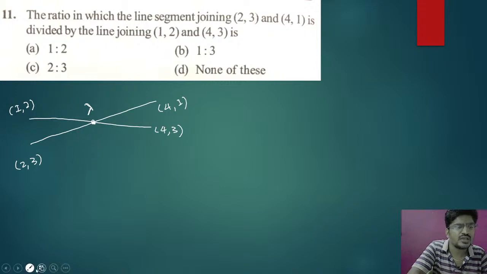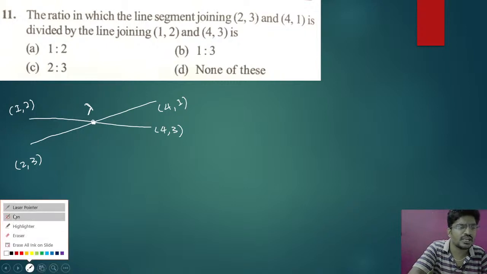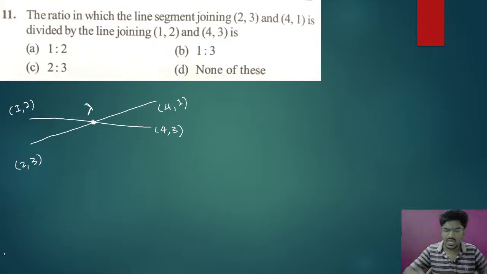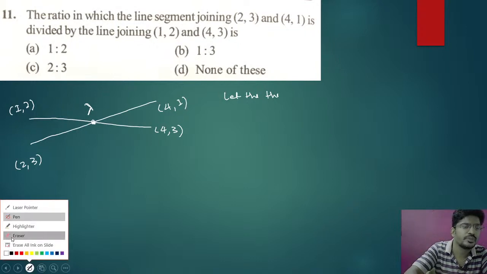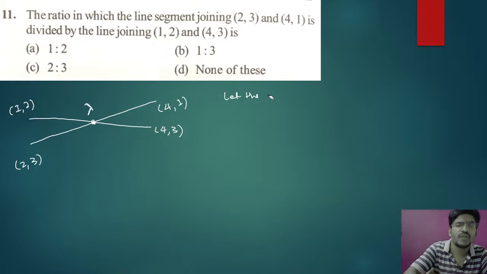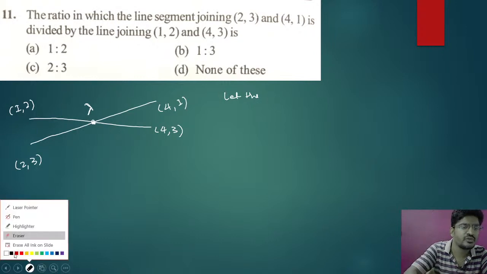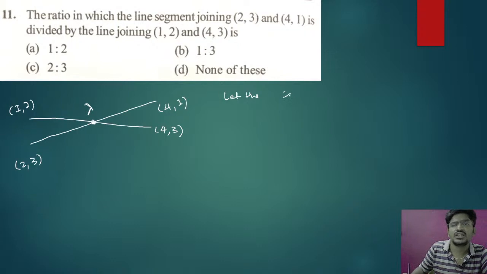Okay, so let us find it. No problem. Clear? So see here. First let us take the ratio. Let the ratio be lambda is to 1. Clear? Let the ratio be lambda is to 1.